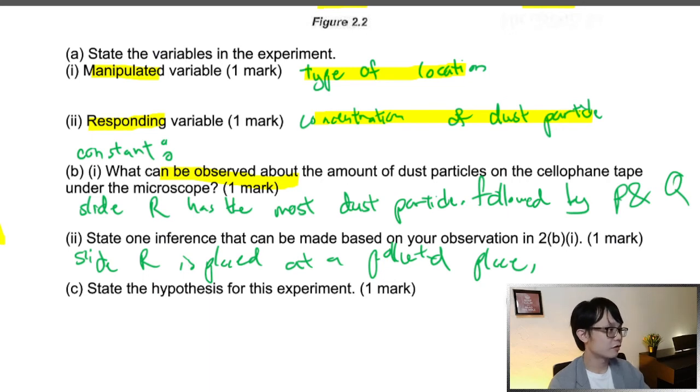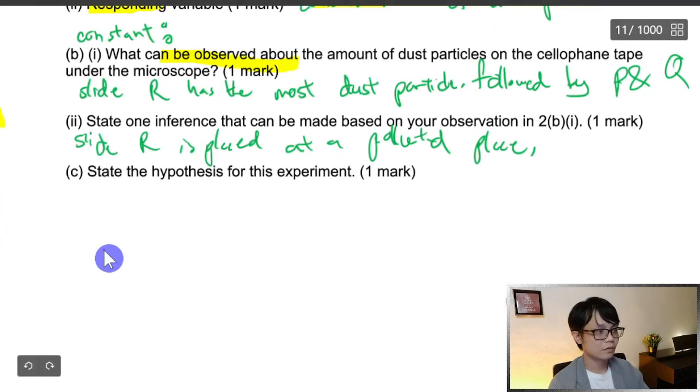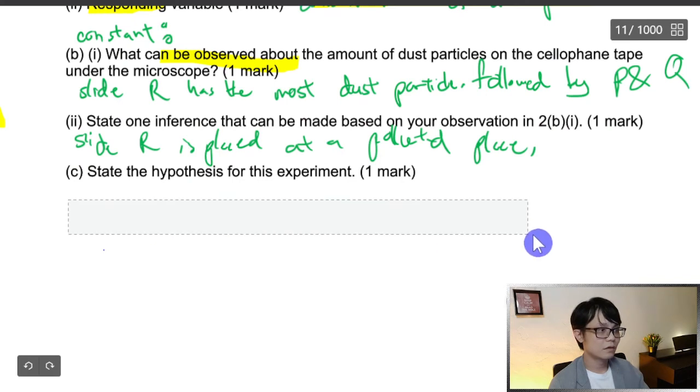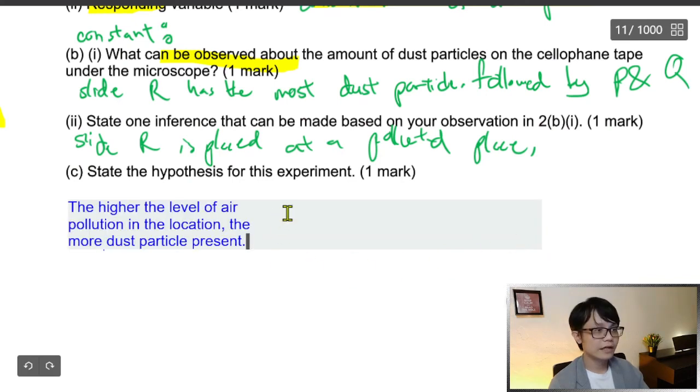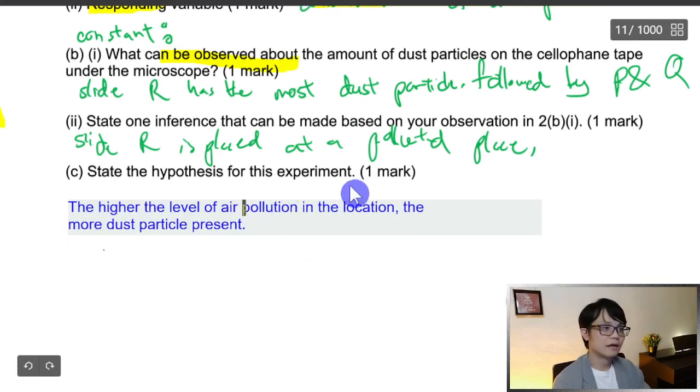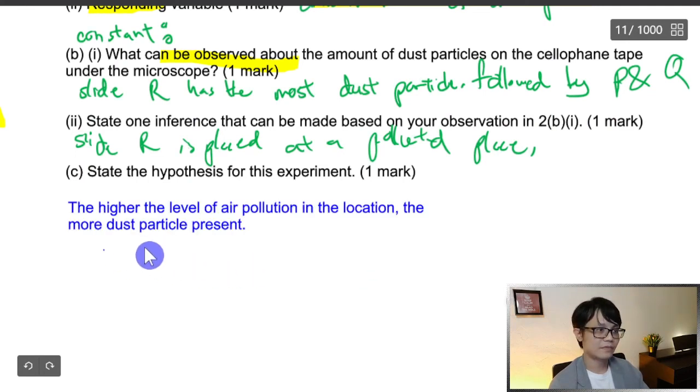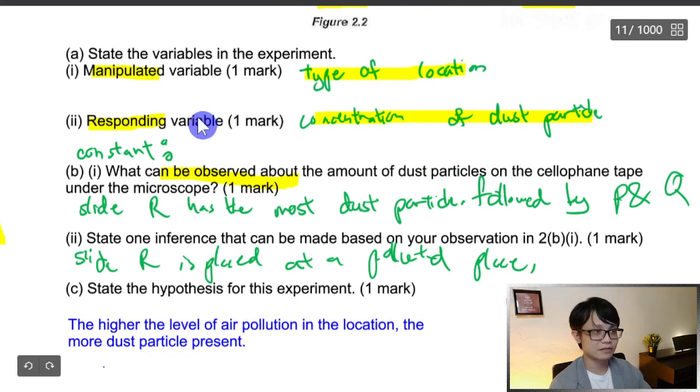Let me try to copy this down. The higher the air pollution in the location, the more dust particles present. So this one also can. The higher the level of air pollution, the more dust. So this is also a correct answer, because if I want to do the experiment, it will be this one type of location again.